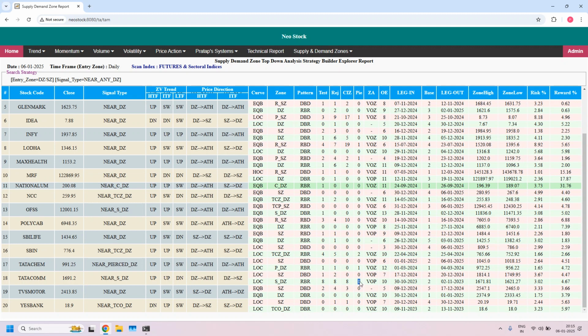Tata Communication is a pierced zone. So we identified 3 high liquidity daily demand zones from this list. Okay.